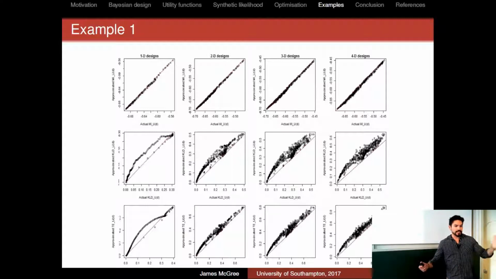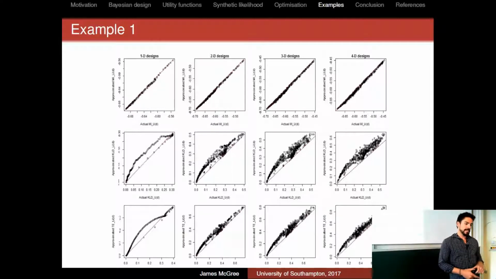So in this case, things look great. I was amazed by this plot. There's basically a linear relationship between the two, and actually the scale is bang on as well. So using this synthetic likelihood approach, we can actually estimate posterior model probabilities, for this case, quite well.